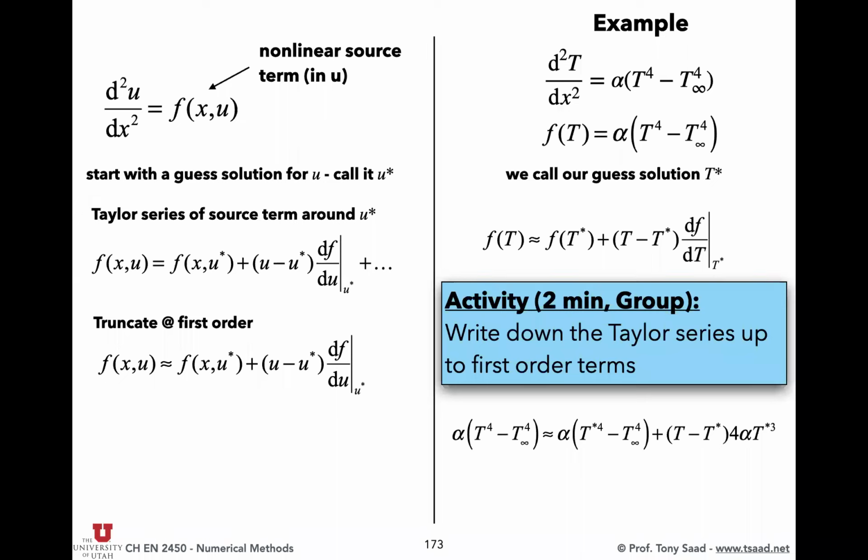We linearize our full source term, which is alpha t to the 4th minus t infinity to the 4th, by taking the first two terms of the Taylor series. We're committing an error, but we're not going to worry about that because we're only going to approximate, and iterate through this until we find the root. My goal is to refine t star until it is consistent with t, the true solution, or the root of the equation. Remember, our t star is the guess, and t is going to be our actual solution, our actual root. So initially, they're going to be different, and we'll see this in a second.